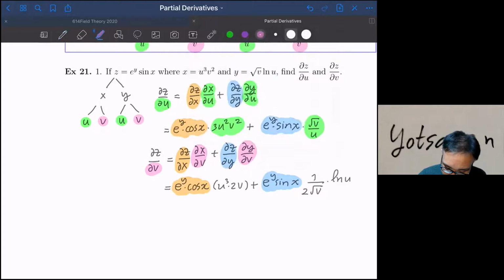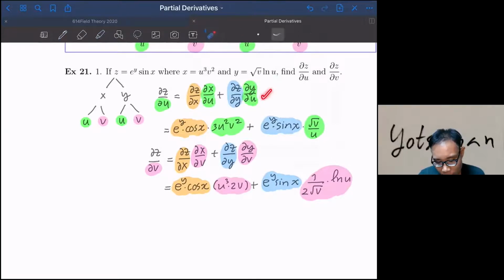So for this one, it's going to be the orange one, and that's all. Okay, so this one will be just the thing that you have. So you see that the formula, you don't need to memorize, you just recognize the formula by using the diagram.